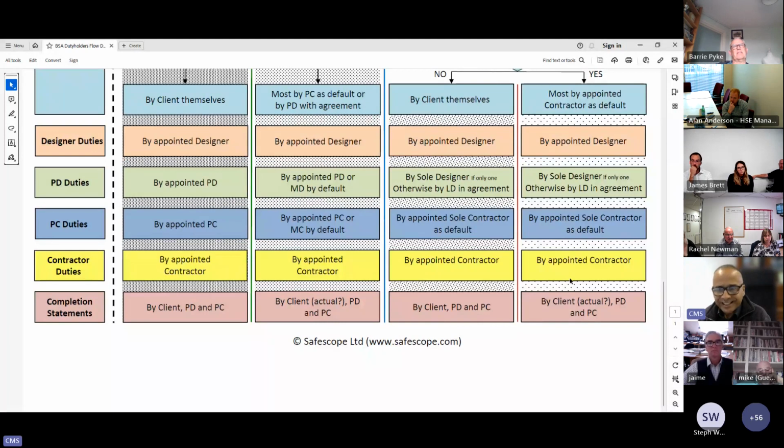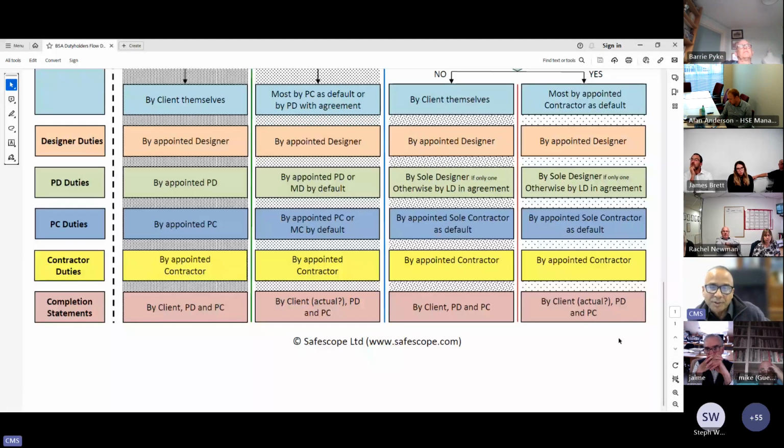What about the contractor duties? They apply and they need to be fulfilled by the appointed contractor. The completion statement, now that's where it gets really, really difficult, because I haven't seen anything in the regulation which suggests to me that a domestic client is exempt from giving their statement. I haven't seen that. So that means by default, the domestic client will end up also writing a statement to say, my project, by the way, complies with the building regulations.